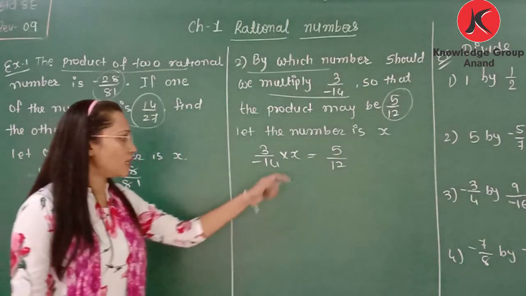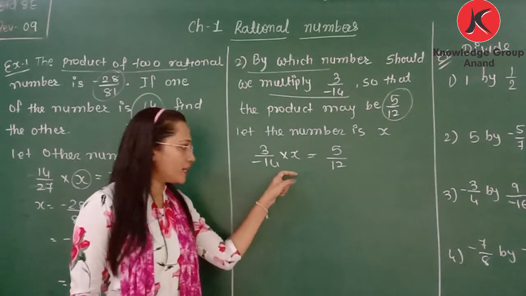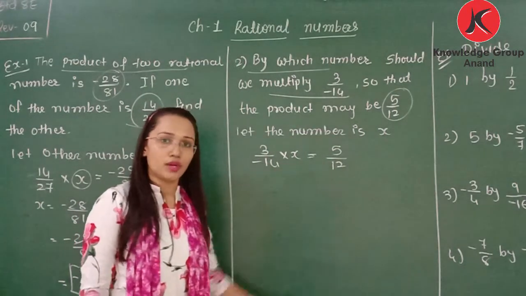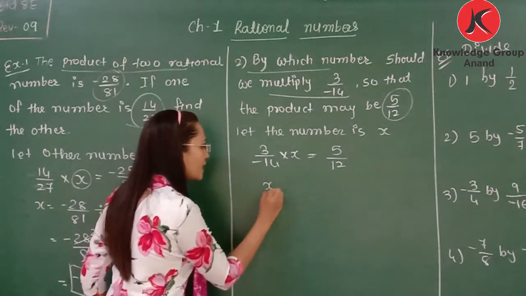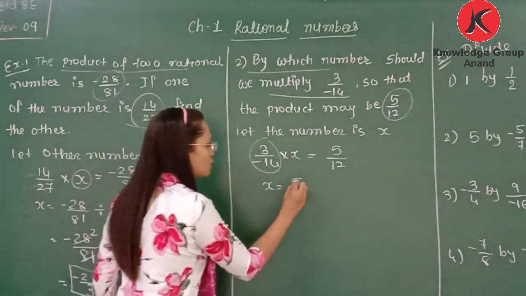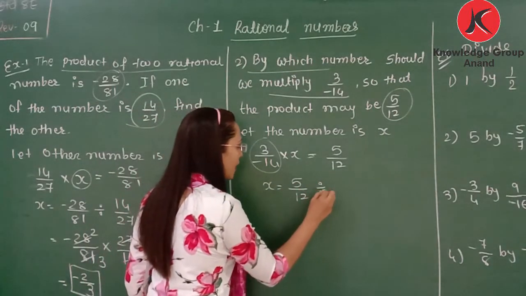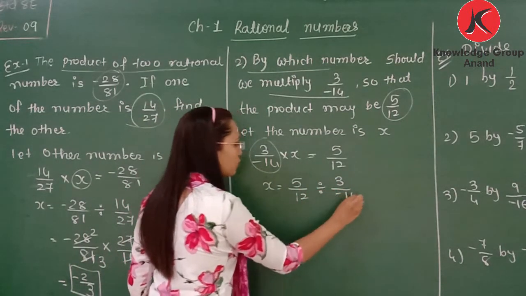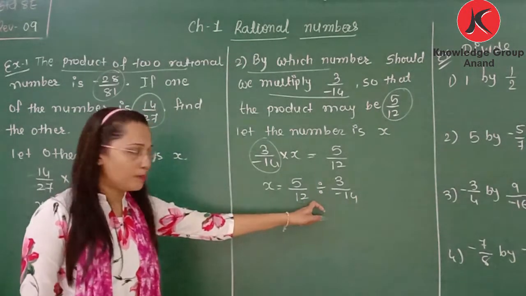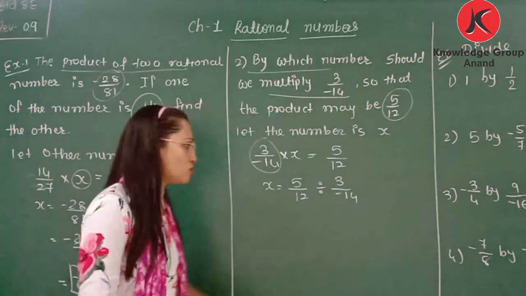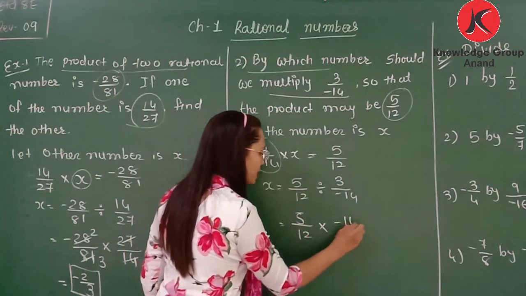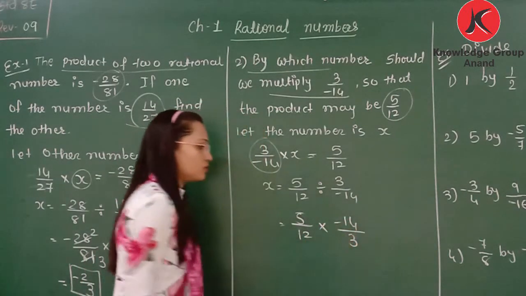Now again, as we learned in chapter number 2, if the number is in a multiplication, on the right hand side it becomes division. So to find x we take 3 by minus 14 to the right side. So 5 by 12 divided by 3 by minus 14. Now division becomes multiplication by writing the reciprocal. So here we have 5 by 12 multiplied by minus 14 by 3.